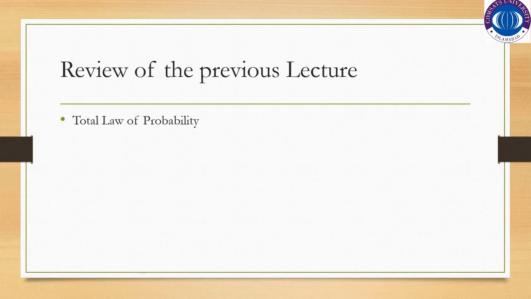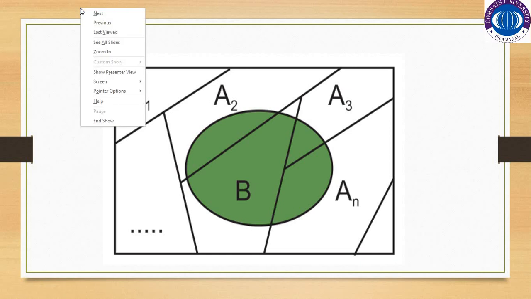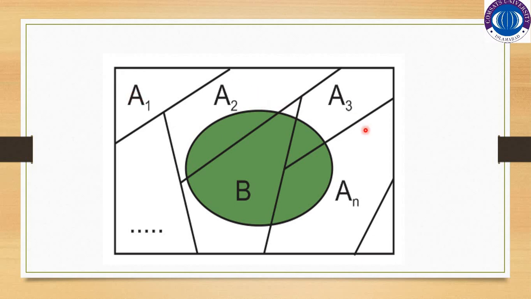In the previous lecture, we have studied total law of probability. Total law of probability defined that if we have a sample space and we define mutually exclusive and exhaustive events on the sample space like A1, A2, A3 till AN, and all of them are mutually exclusive, that is non-overlapping. Means if we take intersection of these events, it would be empty set.